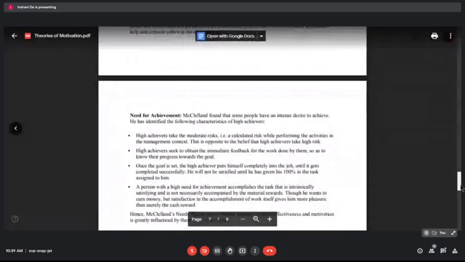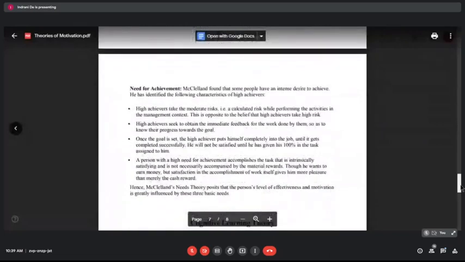Then comes need for achievement. According to McClelland, the high achievers, the people who are interested to achieve high, would like to take moderate risk, or we can say calculated risk. And high achievers seek to obtain immediate feedback. Why is immediate feedback important?